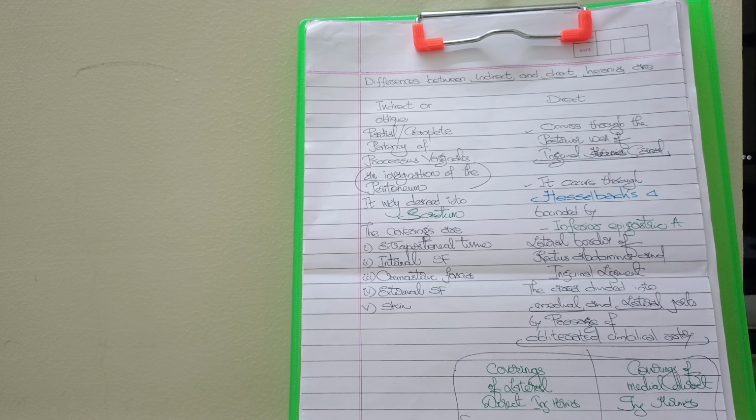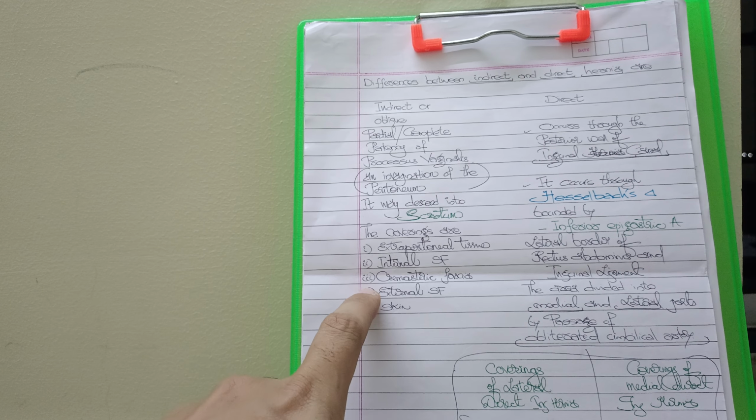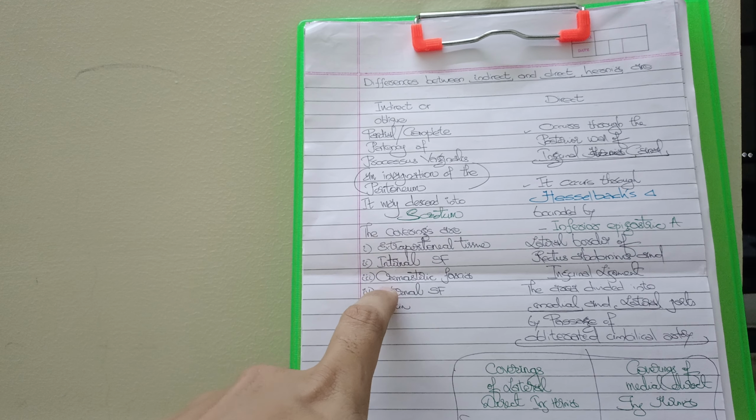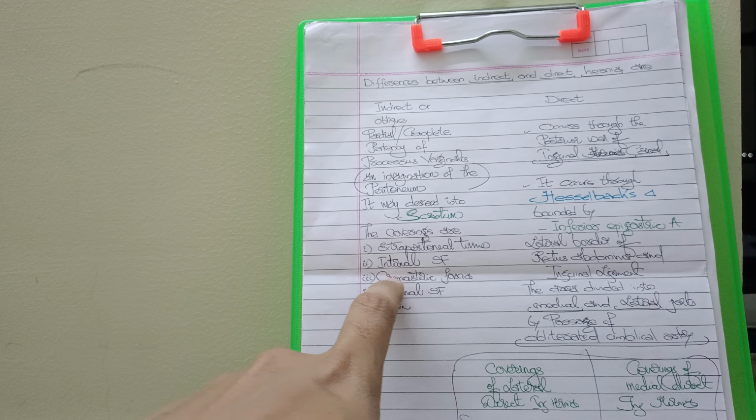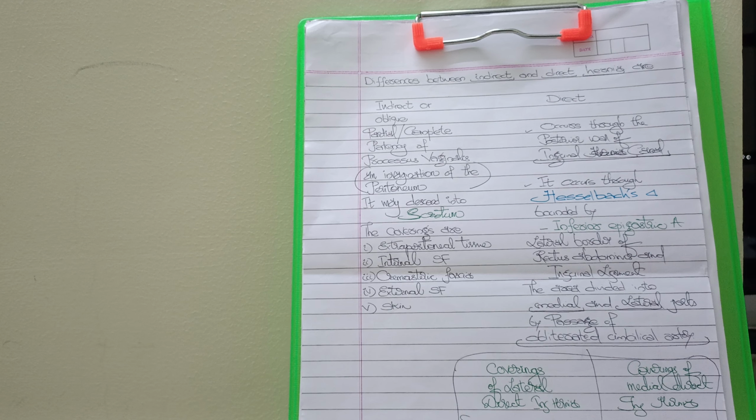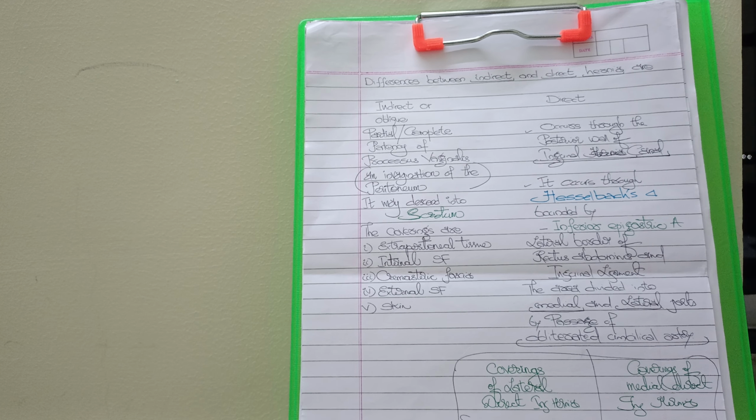The coverings are extraperitoneal tissue, internal spermatic fascia, cremasteric fascia, external spermatic fascia, and finally the skin. See, there is external and internal spermatic fascia. In between comes the cremasteric fascia. So these are the coverings of the indirect or oblique hernia.